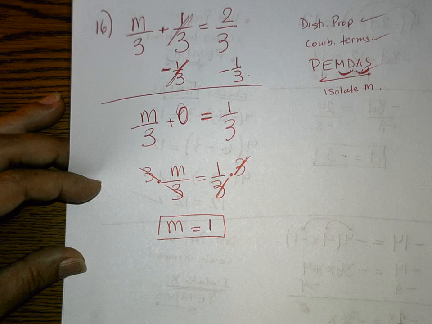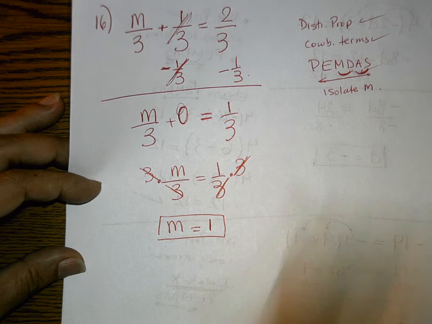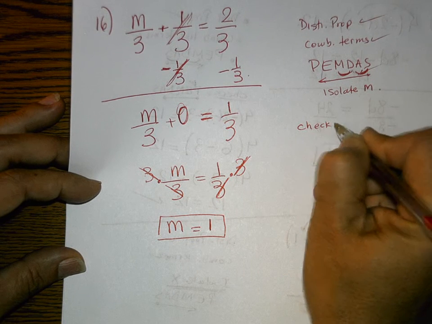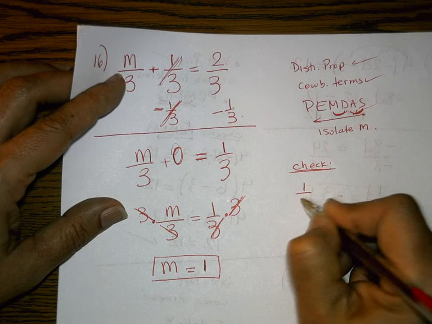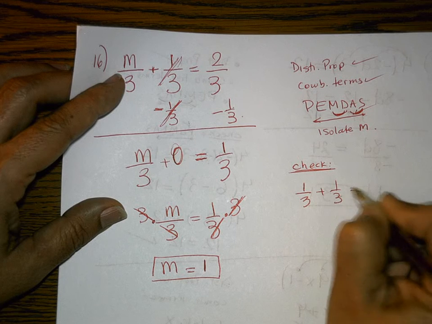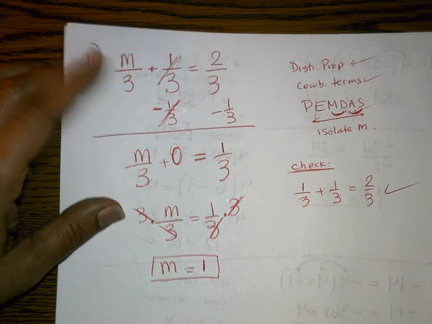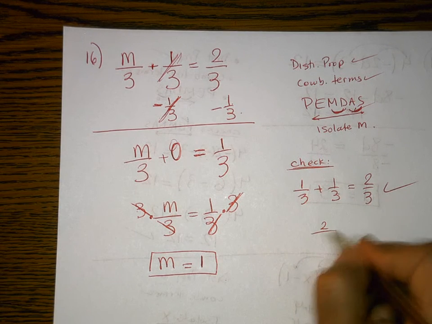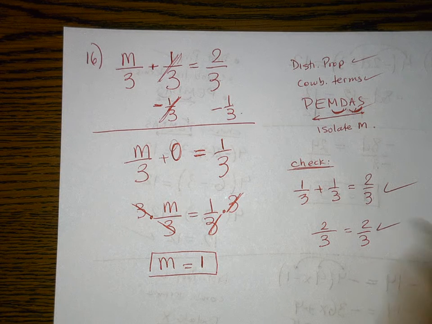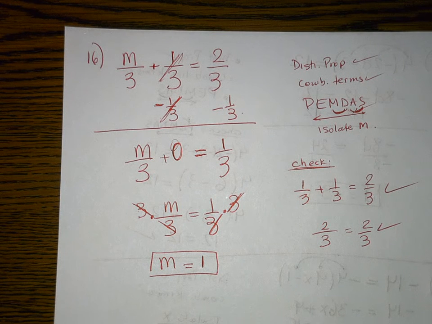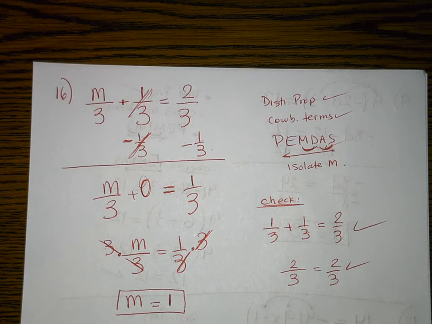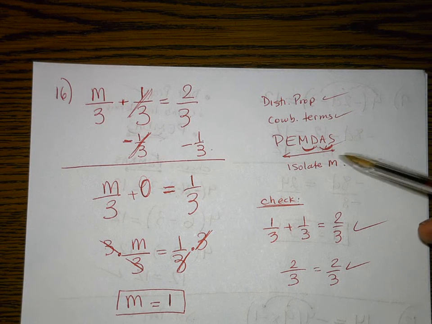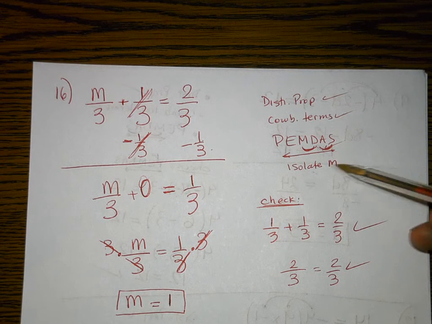If you want to check, some people are afraid to check fractions, but look at it. If I plug in a 1 for m, 1/3 plus 1/3, doesn't that equal 2/3? Yes, it does, because 1 plus 1 is 2, so 2/3 does equal 2/3. So we checked it. Notice that I keep checking the three things that I've learned so far: distributive property, combine like terms, PEMDAS backwards, until I get the variable isolated, whatever variable that is.